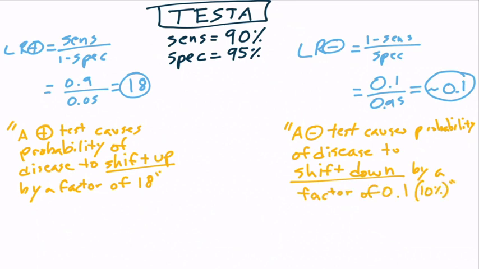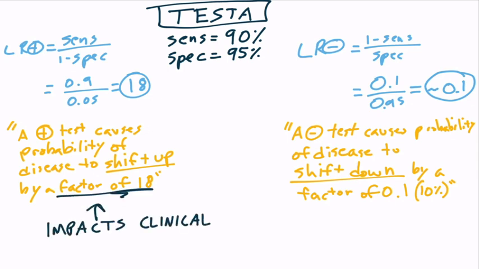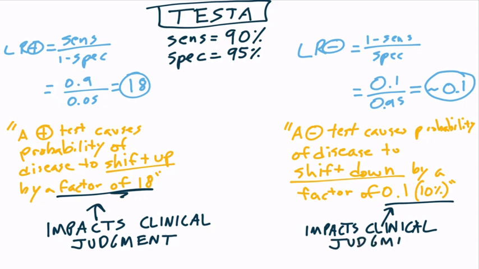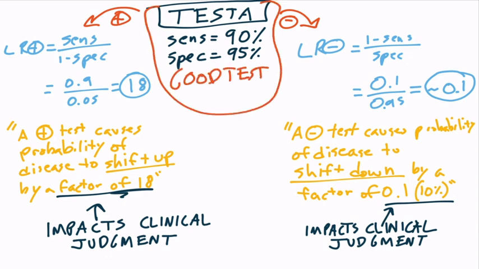So what does this mean clinically? Well, as a physician, if you order a test and if it comes back positive, it shifts the probability of disease up by 18, that's going to have a big impact on your clinical judgment and decision making. Likewise, if a negative test result shifts the odds of disease down to 10% of where it would have been otherwise, this will also have a big impact on your clinical judgment. Therefore, whether or not the test comes back positive or negative, test A is a good test.